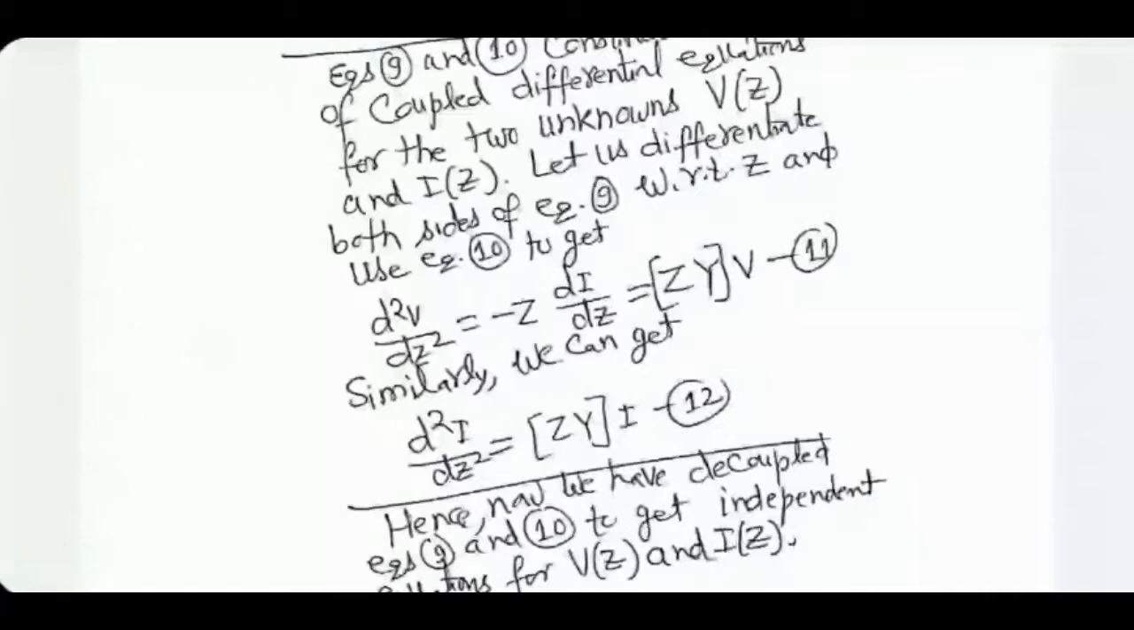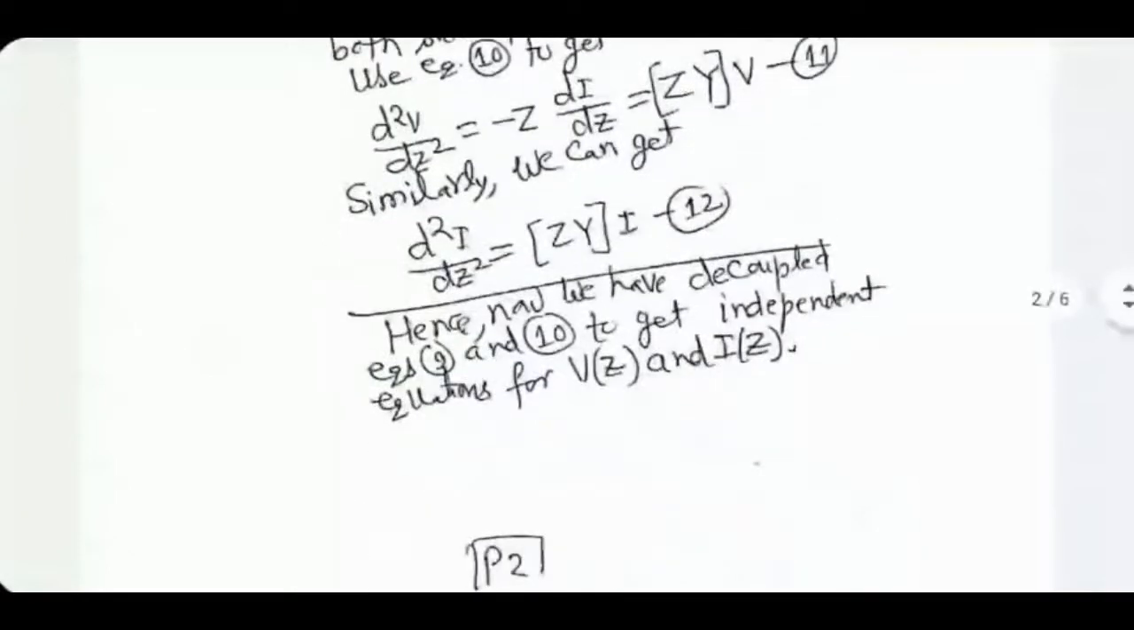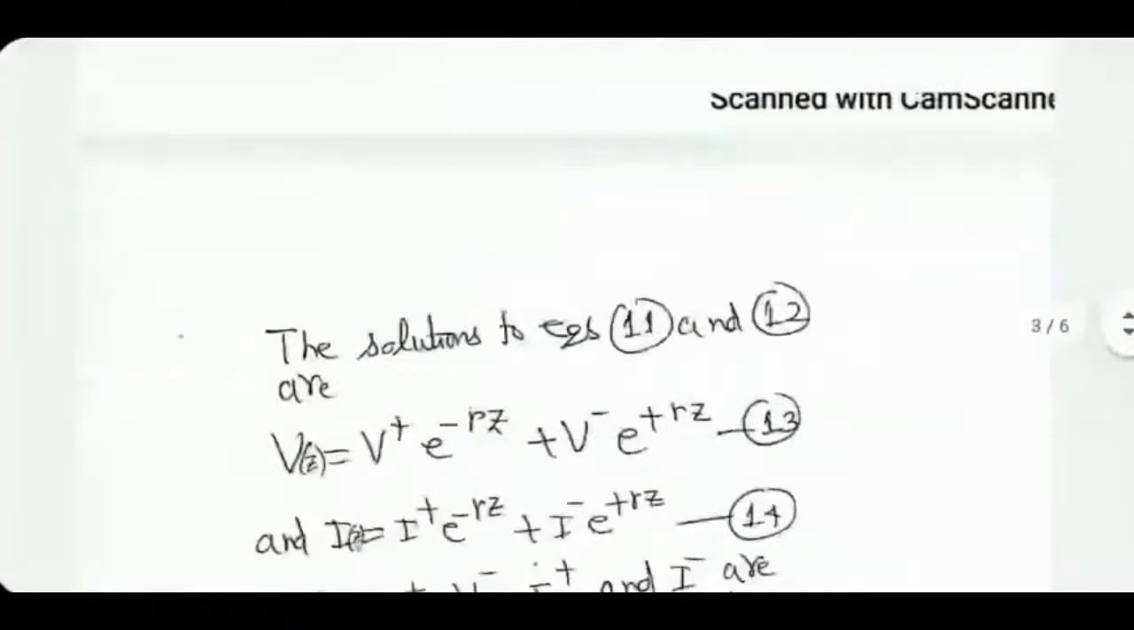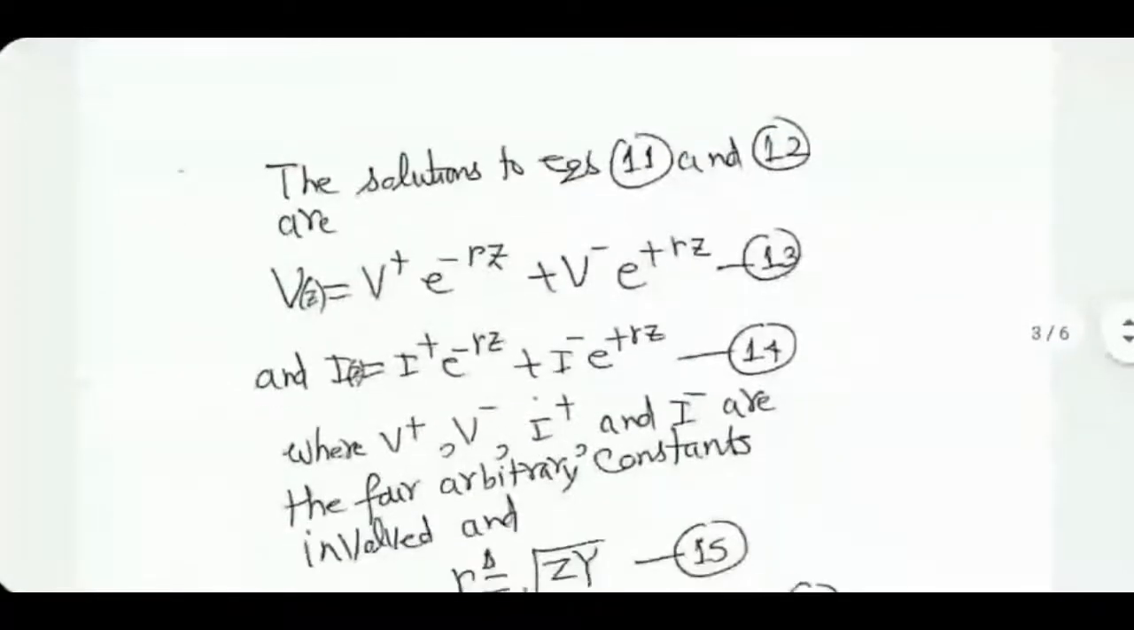Now these are second order differential equations, ordinary differential equations. Solutions are easy to write. V as a function of z is V plus e to the power minus gamma z. I'll explain what gamma is. Plus V minus e to the power plus gamma z. I as a function of small z is I plus e to the power minus gamma z plus I minus e to the power plus gamma z.